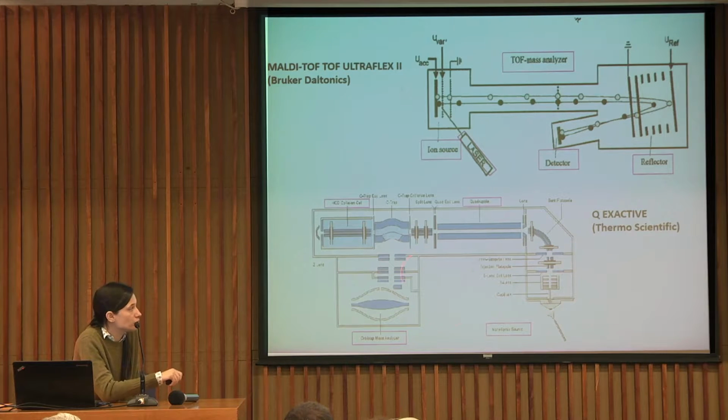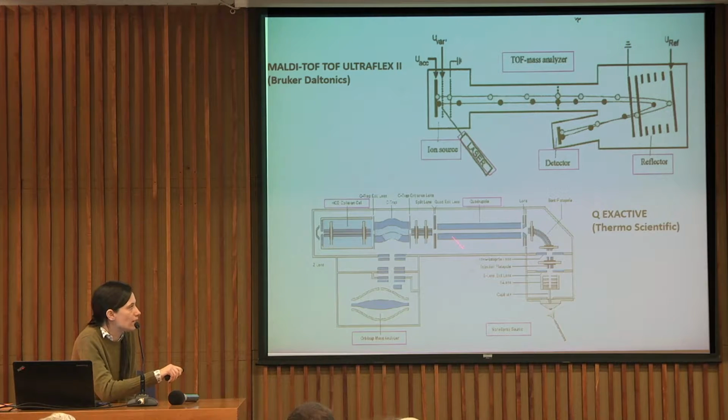The other instrument we have is a Q-Exactive from Thermo Scientific. It's got an electrospray source. It's coupled to a nano HPLC. We have a couple of lenses that focus the ions. Then we have a quadrupole that will also focus the ions, and in some cases will filter ions out. We will then see why this is important. We have a C-trap where they are cooled down, and then we have the Orbitrap mass analyzer.